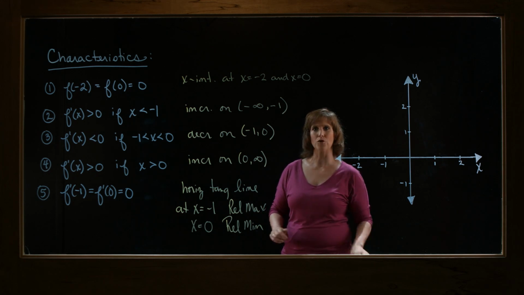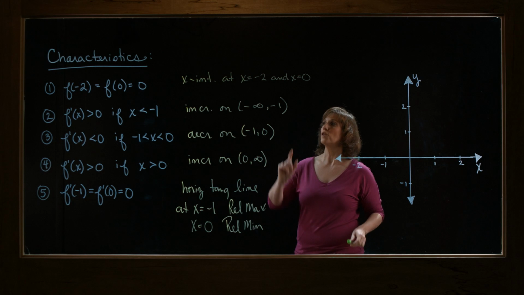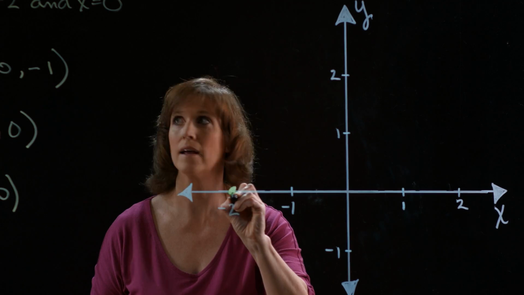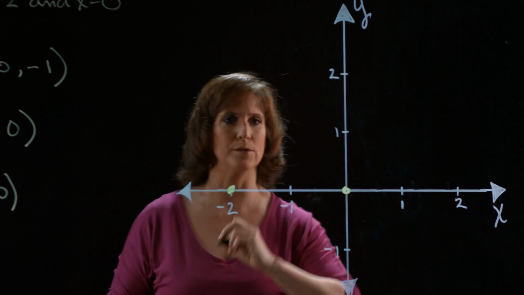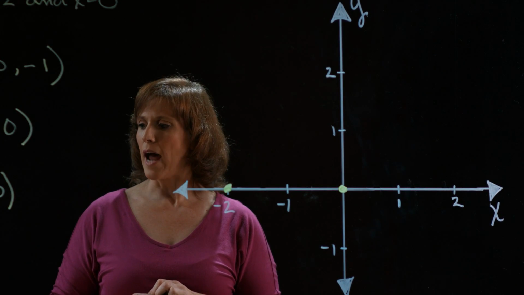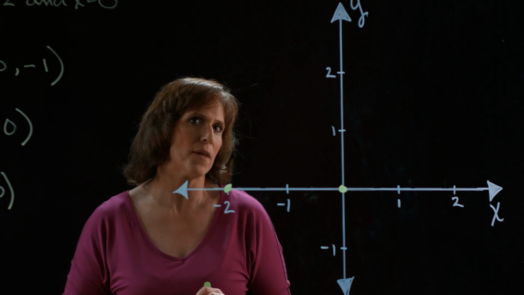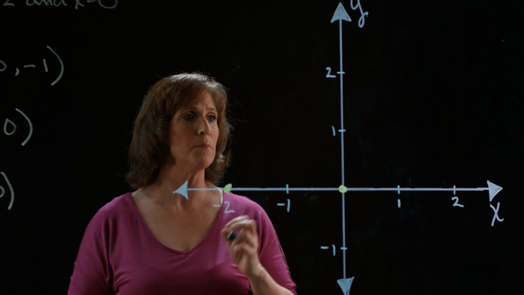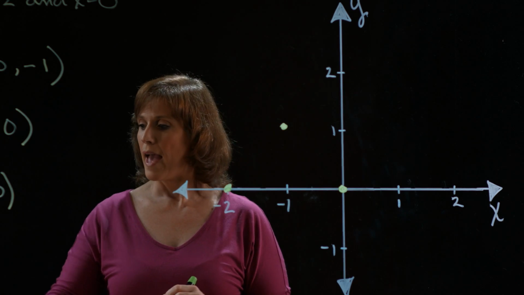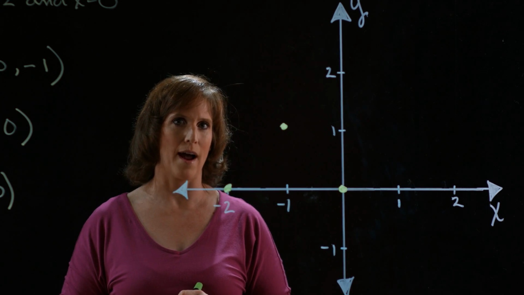Let's see if I can translate all of this information into a graph. The first thing I notice is that I have x-intercepts at -2 and at 0, so I'll put those in. I also know that I'm going to have a relative maximum at -1. It doesn't tell me what that relative maximum is, so I can put it anywhere I like. I'll put it right there. And a relative minimum when x equals 0. That point's already on my graph.